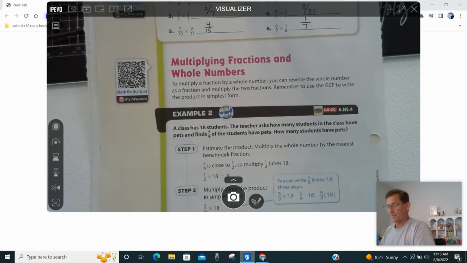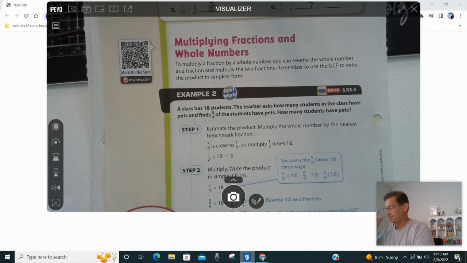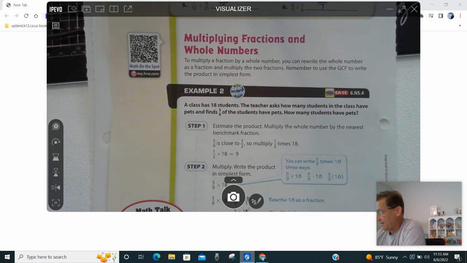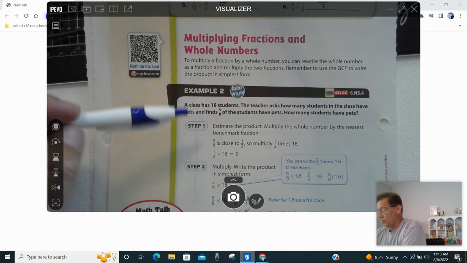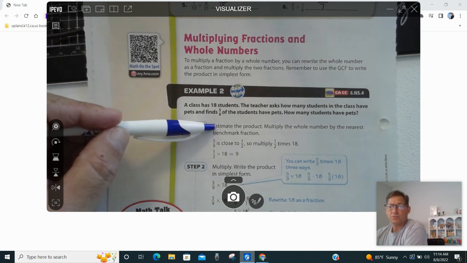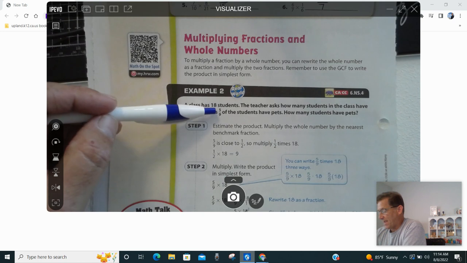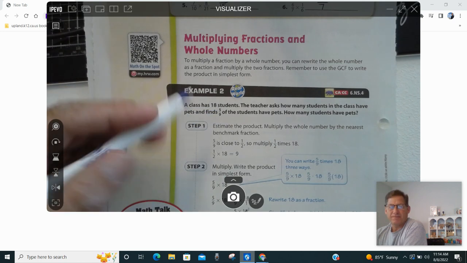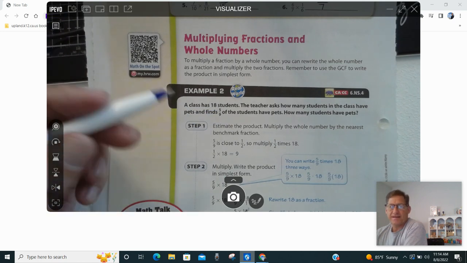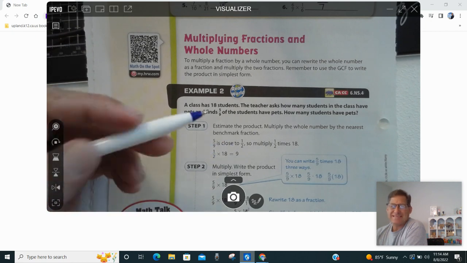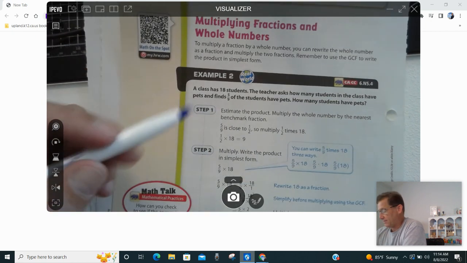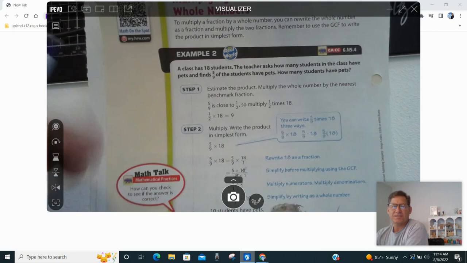So example 2. A class has 18 students. The teacher asks how many students in the class have pets and finds 5/9 of the students have pets. How many students have pets? So we can estimate the product, multiply the whole number by the nearest benchmark fraction. So 5/9, that's close to 1/2, right? If it was 5/10, I could simplify that to 1/2. So half of 18 is 9. All right, so that's our estimate. We should have an answer close to 9.